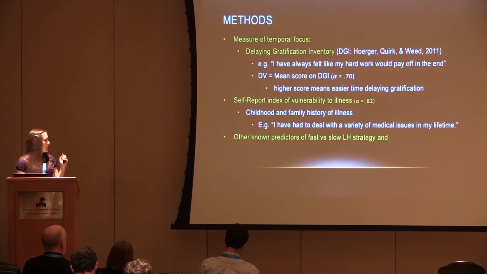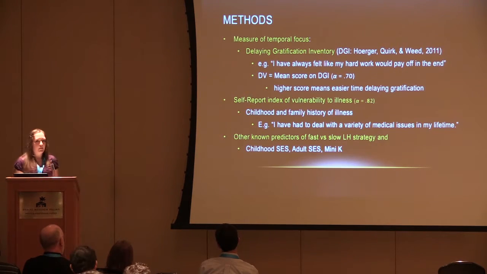We also took some other known predictors of fast versus slow life history strategy and factors that have been known to affect immune system quality. So we took measures of childhood SES, socioeconomic status, adult socioeconomic status, and a scale called the Mini-K. For those of you that are not familiar with the Mini-K, it is a scale that measures behavioral correlates of being a slower life history strategist. So a higher score on the Mini-K would indicate that they're more of a slow strategist.